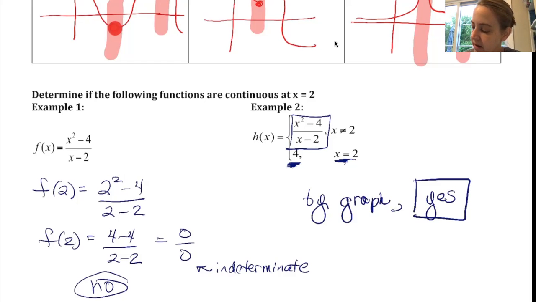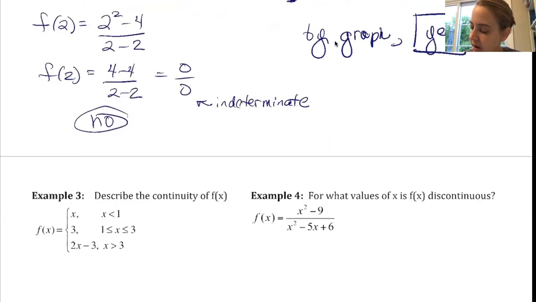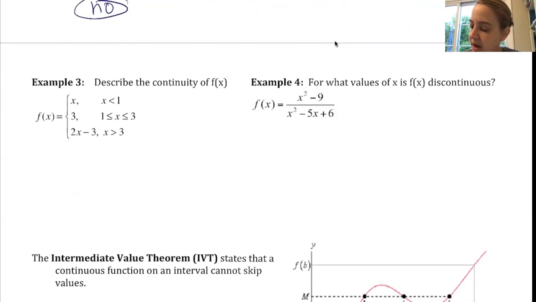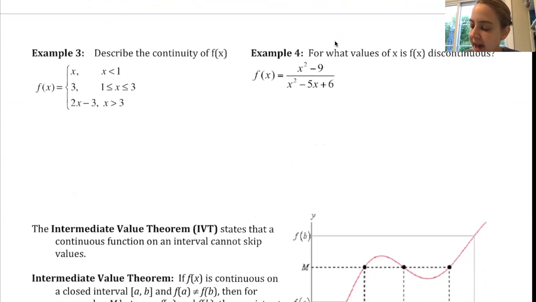I think I have a few things to talk about with discontinuities. Yeah, there we go. Now, what kind of discontinuity do we have? There's that piecewise function that I mentioned. So describe the continuity of f of x. You could graph them. You can also test values. The first thing you gotta do is check to see that each piece itself is continuous, and then you wanna see what happens when they meet.